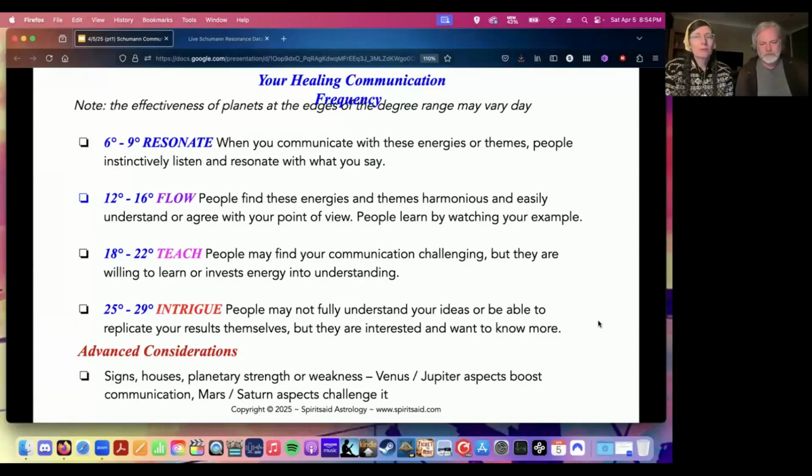So the nice thing about this is that you sort of can analyze it at any level. Like if all you do is just discover that you have a whole bunch of resonate planets and not very many teach planets, that right there would already be helpful. But you can dive into your communication with individual planet analysis, depending on how much you want to get into it.